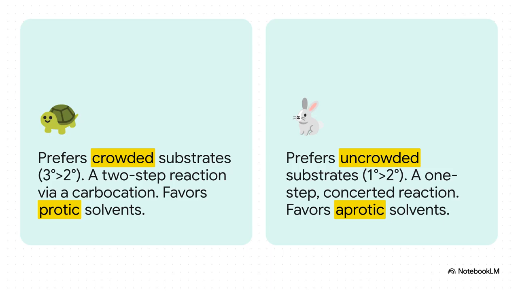Two totally different strategies. And you can see this perfectly right here in the notes. Look at this example on the left. It's a crowded tertiary one. See how it goes through that two-step SN1 mechanism? But now look at the one on the right. It's a primary haloalkane, nice and open. It goes for that super fast one-step SN2 attack.